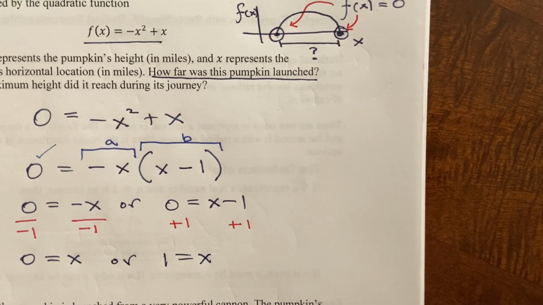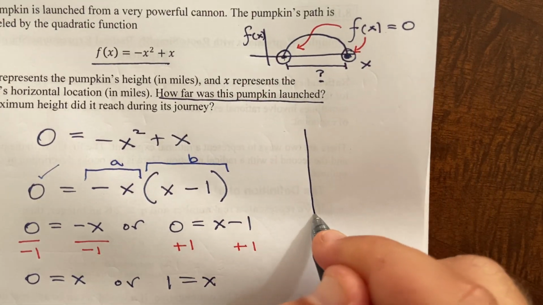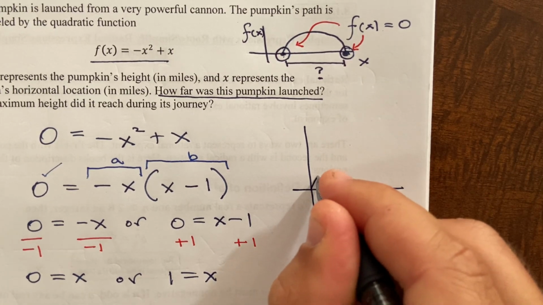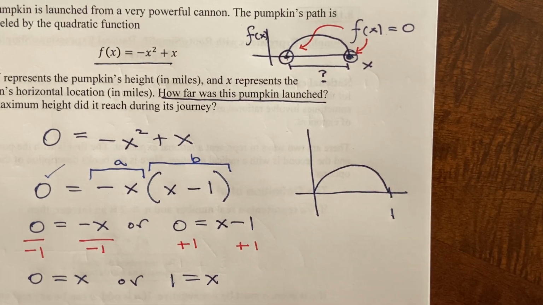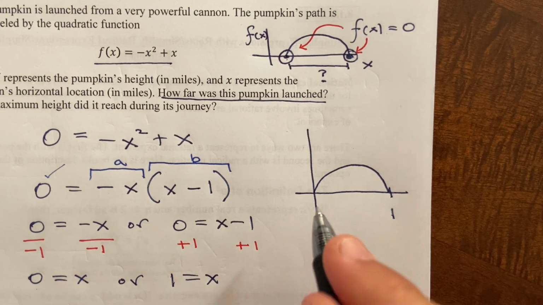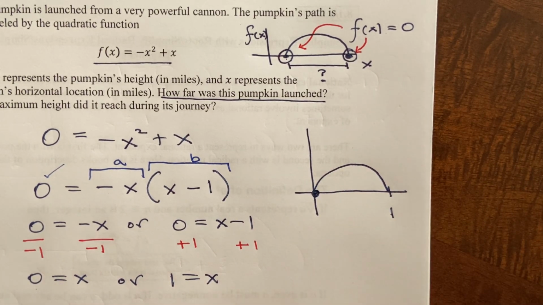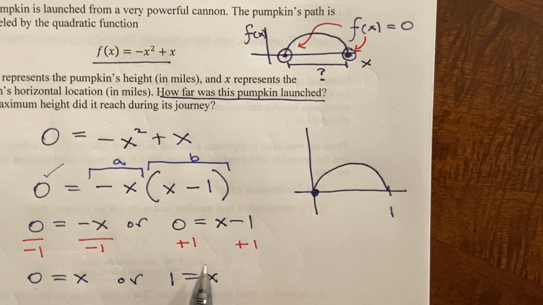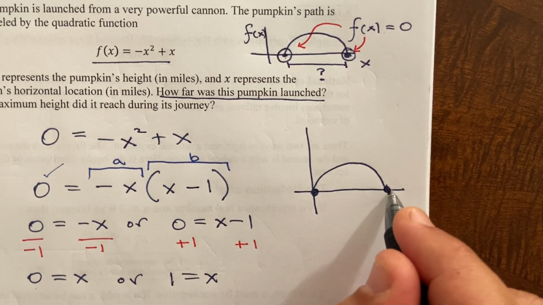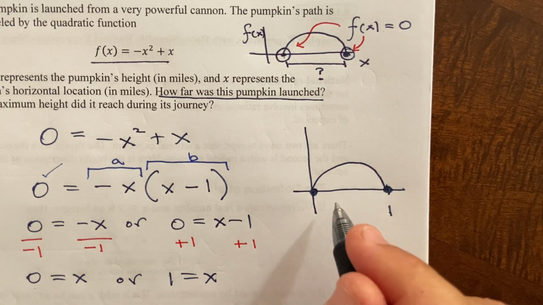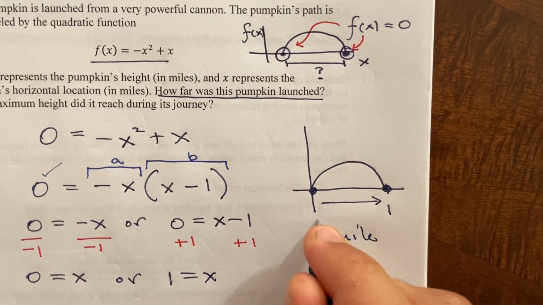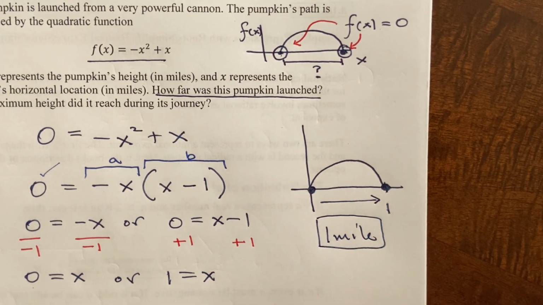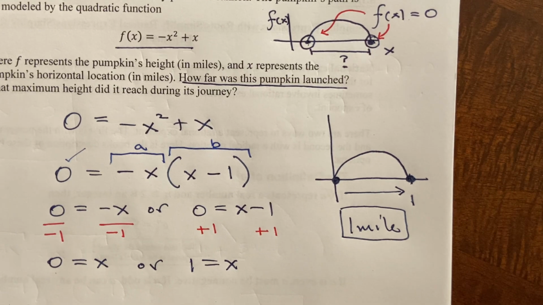So I'm getting a picture to appear. It got launched from 0 and then it landed at 1. Here's when it was on the ground at x equals 0. That's right there. And then here's the next time it was on the ground at x equals 1, and that's 1 mile. So if it went from 0 to 1, that means it went 1 mile in horizontal distance.